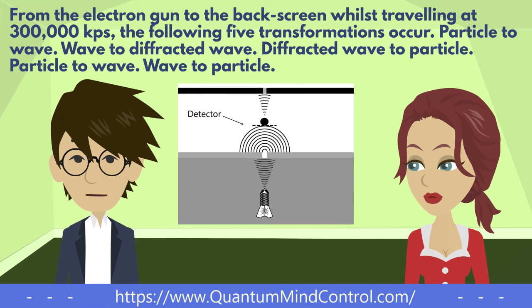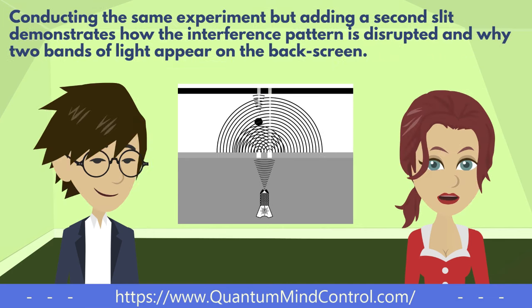occur. Particle to wave. Wave to diffracted wave. Diffracted wave to particle. Particle to wave. Wave to particle. Conducting the same experiment, but adding a second slit, demonstrates how the interference pattern is disrupted, and why 2 bands of light appear on the back screen.